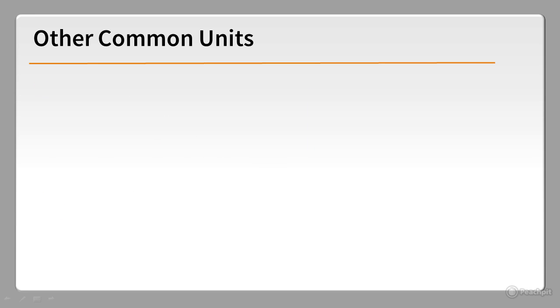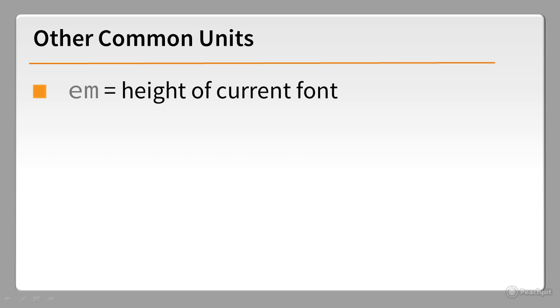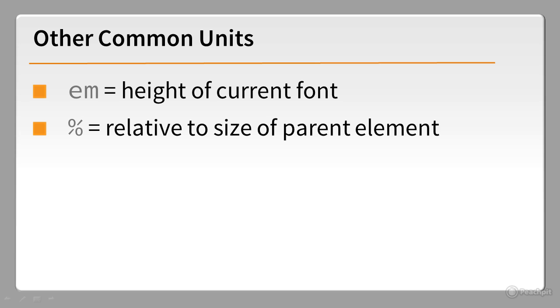In addition to pixels, there are two other widely used measurements. M is a measurement borrowed from typography. In CSS, it's equivalent to the height of the current font. So if the current font is 16 pixels, 1m is 16 pixels. If the font is 24 pixels, 1m becomes 24 pixels. Working with m's can be difficult, especially for beginners, but it's useful to know what they are.